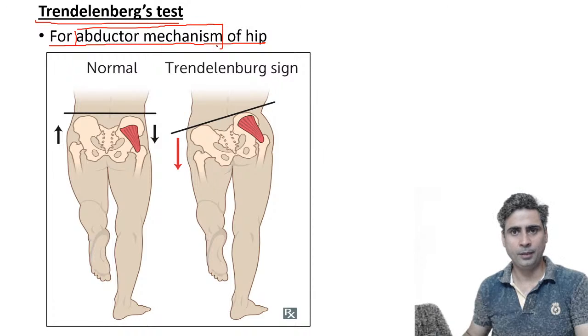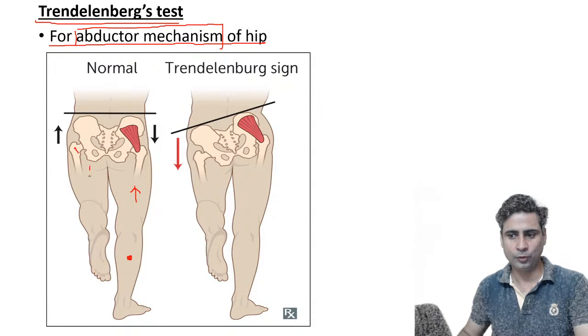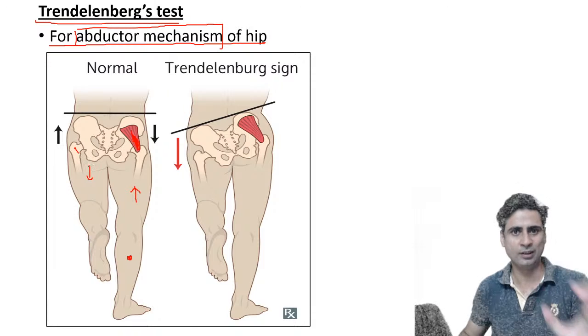We stand or sit behind the patient or person and ask the person to stand on one limb. So here the person is standing on this limb and the other limb is in the air. Due to gravity, this pelvis will try to go down, but there is reflex contraction of the abductor on this side which prevents sagging of the pelvis on the opposite side.